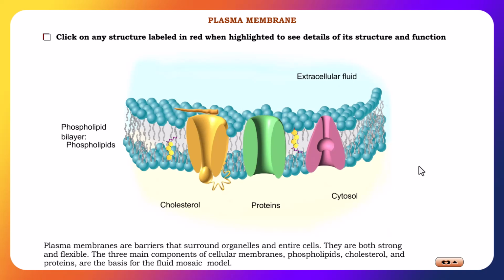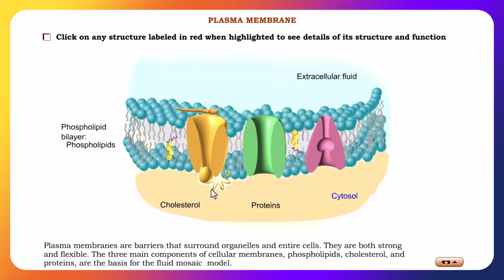This short video is an overview of the plasma membrane and its main components. Plasma membranes are barriers that surround organelles and entire cells. They're both strong and flexible.